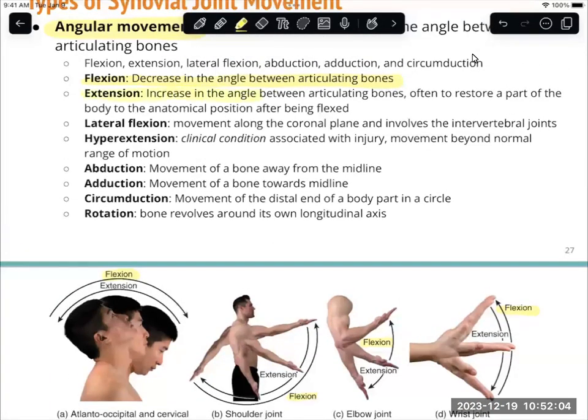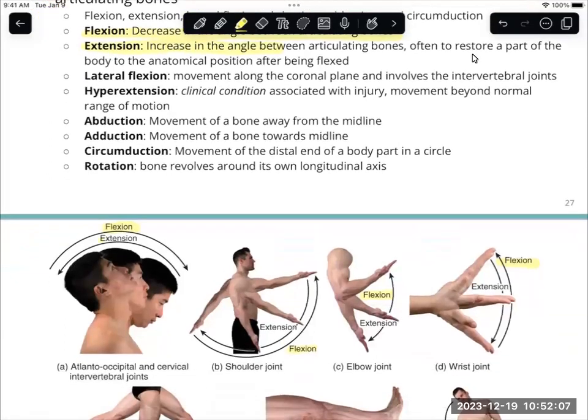Extension is that increase in angle. So looking up towards the ceiling, you're extending your head. Extension is moving that hand back behind you, moving that shoulder joint. So your elbow, you flexed your hand up towards your shoulder. Extension is straightening it out. Your wrist, you flexed your hand up towards your forearm. Now you're bending your wrist back the other direction. That is our extension. Bending your back backwards. That's another example.